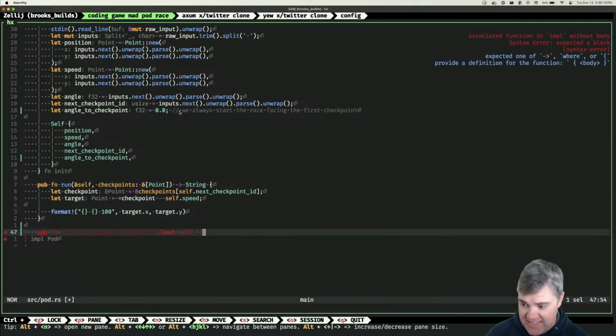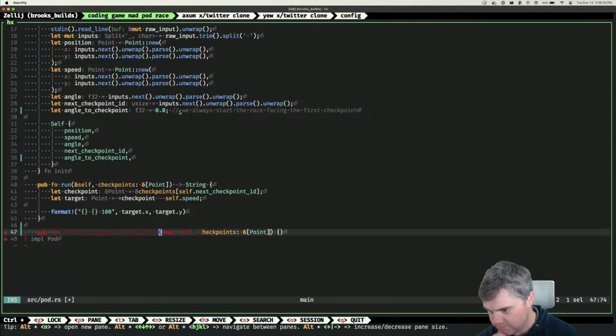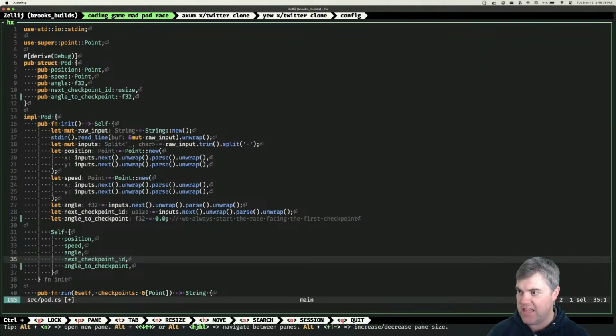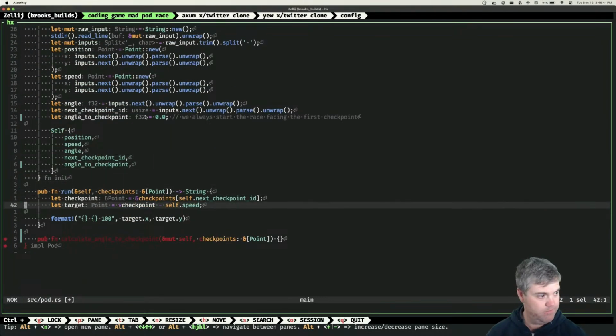Now, calculate the angle to the checkpoint. We need to constantly do this. We are not going to return anything. We're going to update our angle. So what do we need to know? We need to have the checkpoints, which is going to be the slice of points. And then we already know our next checkpoint ID, so we can get that one.